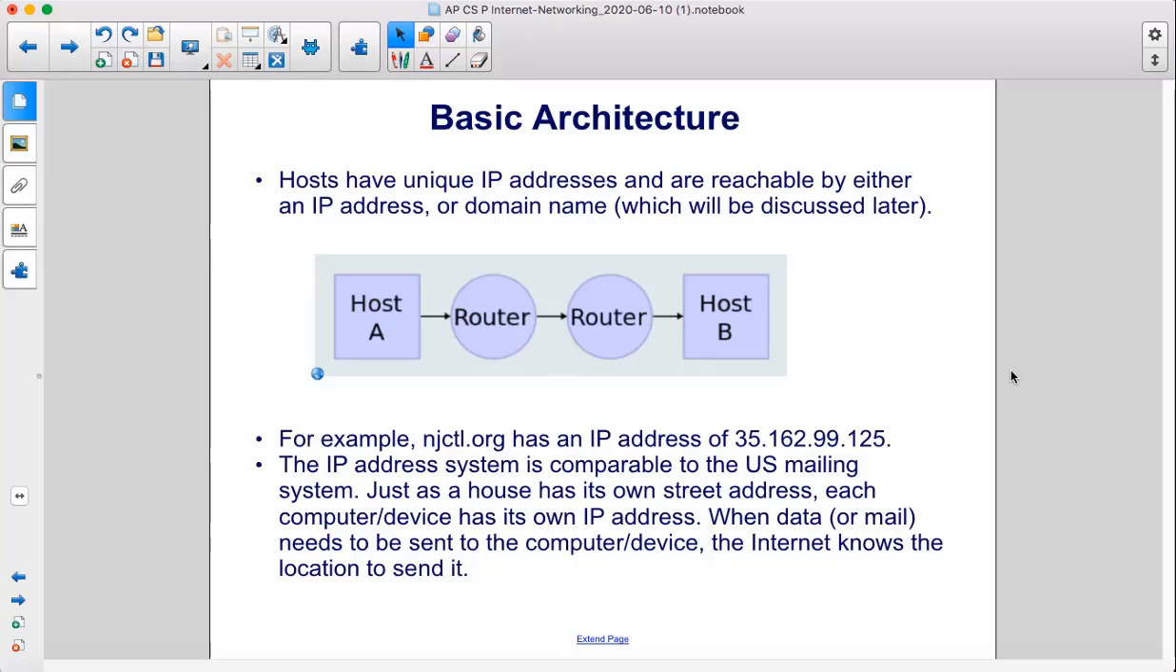The IP address system is comparable to the U.S. mailing system. Just as a house has its own street address, each computer or device has its own IP address. When data, or mail, needs to be sent to the computer or device, the internet knows the location to send it.